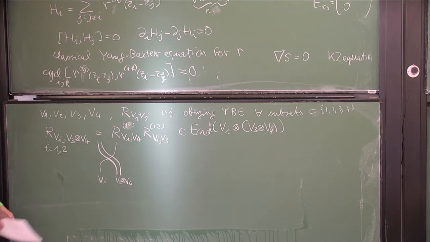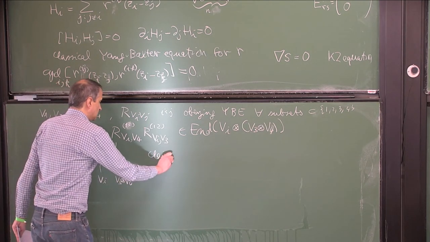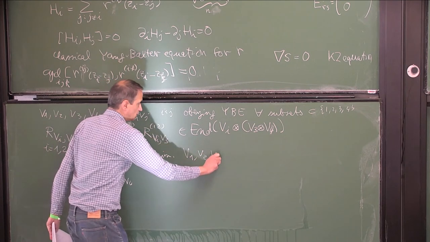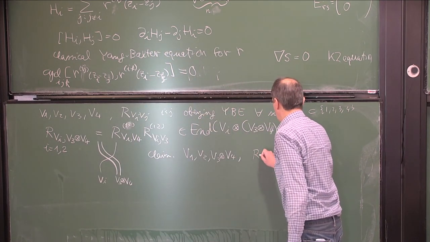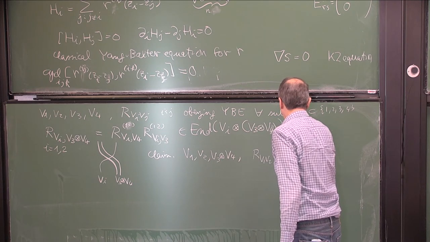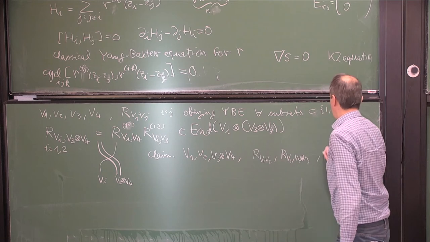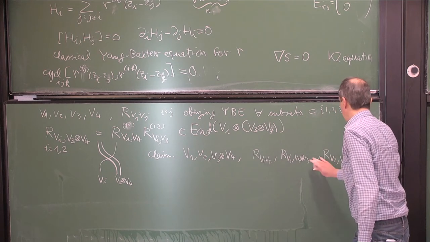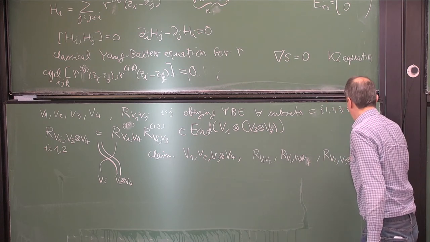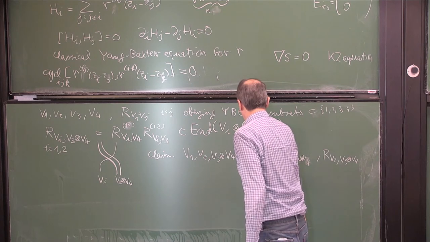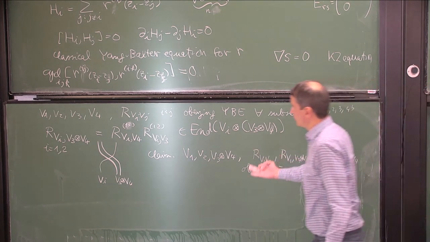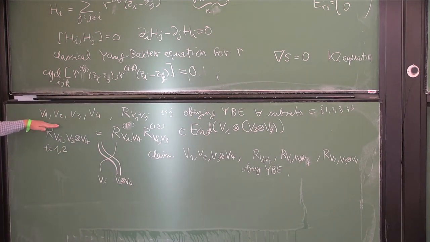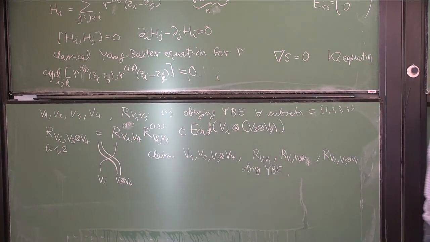So, okay, and then the claim is that if you take V1, V2, V3 times V4, and you take these matrices R_{V1,V2}, R_{V1,V3,V4} constructed in this way, and R_{V2,V3,V4}, they obey the equation. Okay, so this is how you construct it. But it's useful to have this general formulation. But you should think of these V as all the same, but maybe with different parameters.